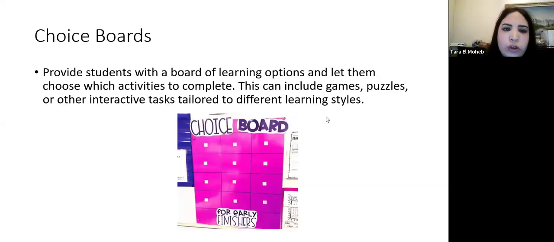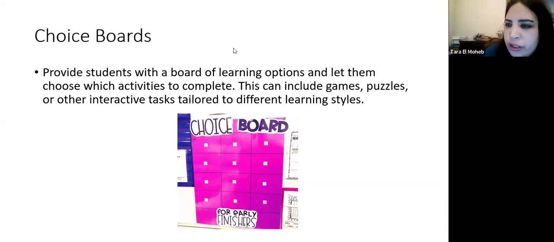Choice boards provide students with a board of learning options and let them choose which activities to complete. This is a choice board. For example, for the early learners, the ones who finish earlier than the rest, this is a choice board for them. You can put it in the classroom. You can tell them, I want you to choose one card only. They take the card, they flip it, and this includes games, puzzles, or other interactive tasks tailored to different learning styles. Then they can take the board, they can flip it, and they can enjoy themselves and their peers.